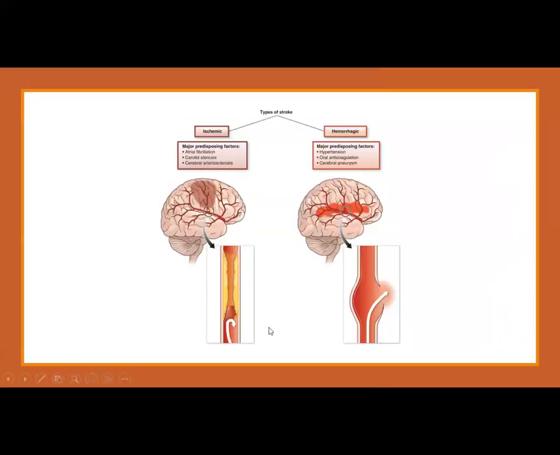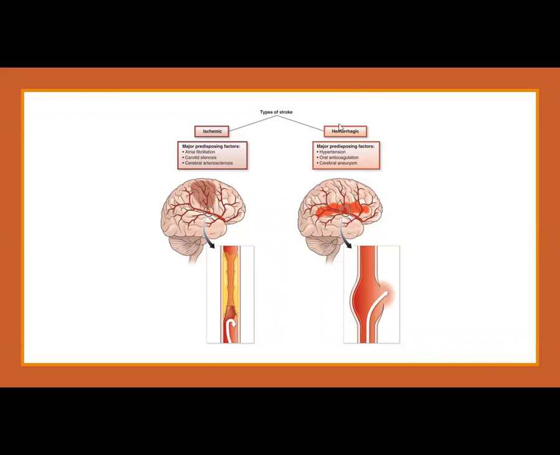I like this picture because it shows the difference between the two major types of stroke. Here you've got ischemic stroke, with major predisposing factors such as AFib, carotid stenosis, which is one of the main ones, and cerebral arteriosclerosis. Here you can see where they're showing this narrowing through here.